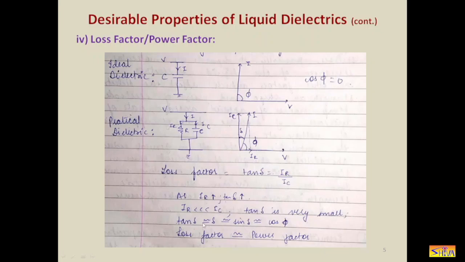Now when tan delta is very small, it is approximated to delta. Here delta should be in radians. And when delta is small, it is approximated to sine of delta, which is sine of 90 minus phi, that is cos phi. Therefore, tan delta, that is the loss factor, is also called the power factor, that is cos phi. Tan delta is equal to cos phi, which means loss factor is equal to power factor.